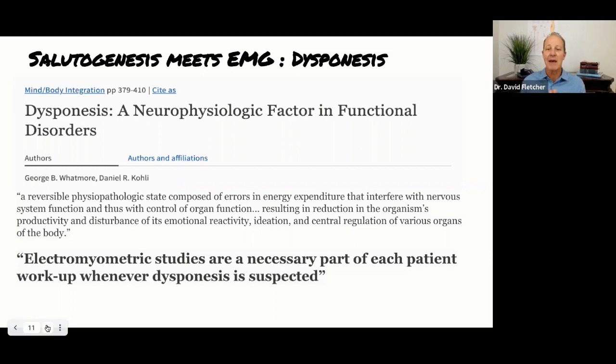Is that we have the ability to awaken or arouse innate by identifying where there is an obstruction to the functioning coherence within this person. They went on to say, are you ready for this? Electromyometric studies are a necessary part of each patient workup whenever dyskinesis is suspected.